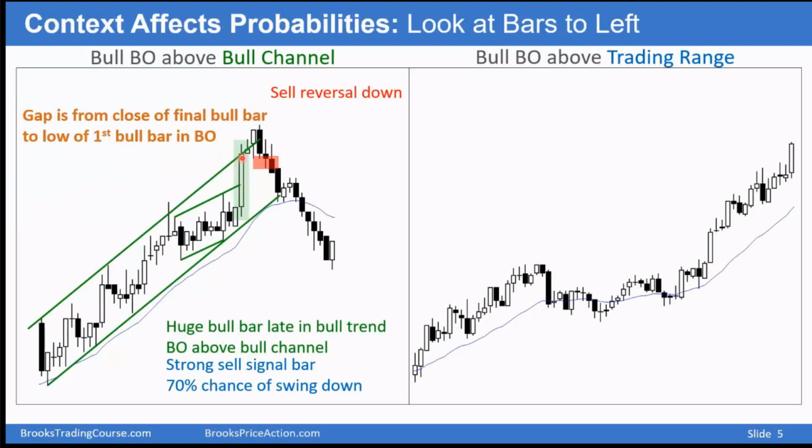There's a gap between the close of this bar and this high, the close of this bar and that high, and the close of this bar and the open of the first bar of the buy climax. All of those gaps are magnets. This is the lowest one, and you'd expect the market to test that low and close the gap between this close and that open.